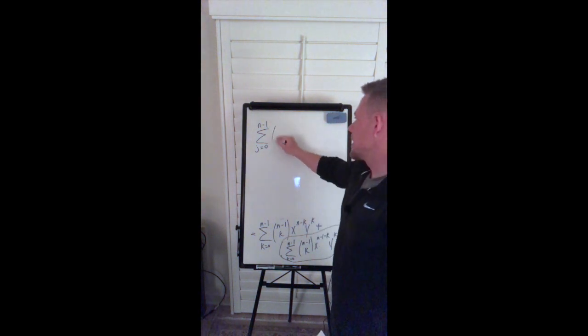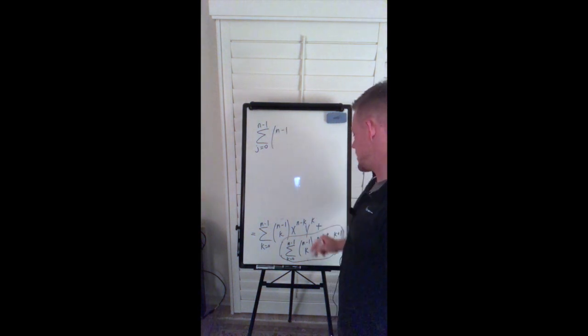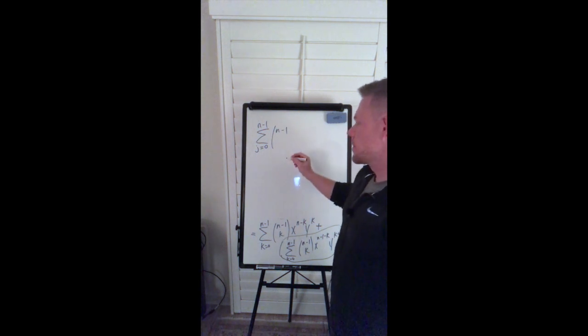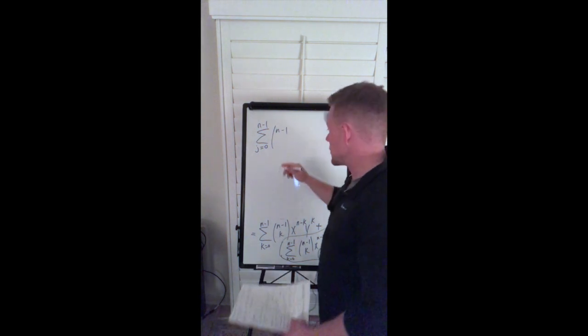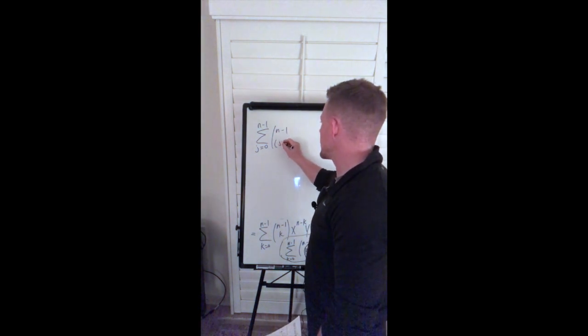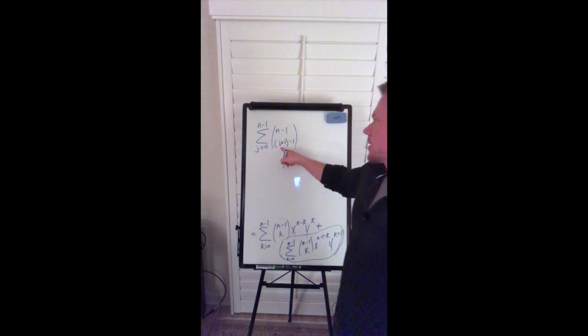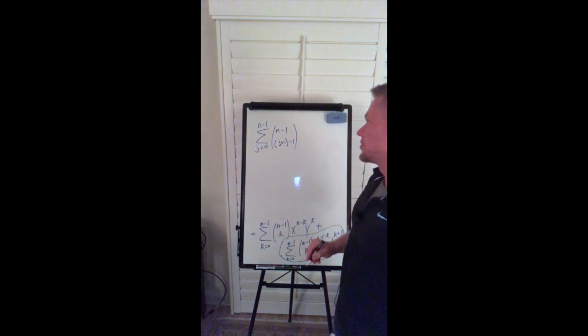And then I have n minus 1 choose k, which would be choose j here. Another way we can write that, if we wanted to, would be j plus 1 minus 1. Right? Because that's the exact same thing. That's just saying 1 minus 1, which is 0. So really that's just j.